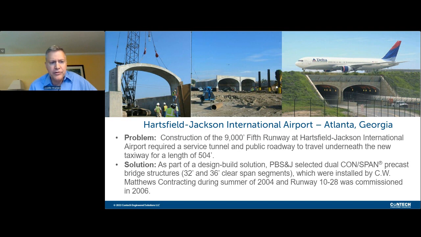But the solution for this, in working with the design build team, was to use dual Conspan precast bridge structures, 32-foot and 36-foot clear span segments. These were installed in the summer of 2004. And this was a very efficient solution when you compare it to traditional concrete bridge structures. The contractor, while he was on site building the foundation, the precast bridge sections could be fabricated and then delivered in an efficient manner and set very quickly. As well, you can see in the picture, we also provided precast parapet walls on top to save additional time during the construction process.